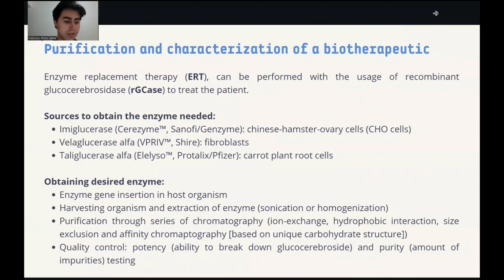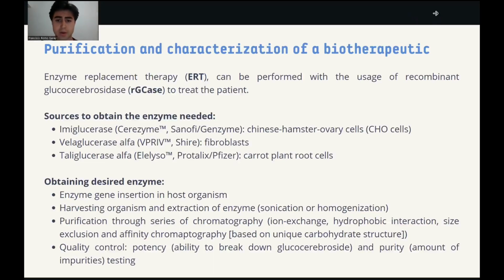Enzyme replacement therapy is a type of therapy which can be performed with the usage of a recombinant enzyme that performs a specific function, in this case, break down glucocerebroside. The sources to obtain the enzyme needed can vary, but some are Chinese hamster ovary cells for imiglucerase, fibroblasts for beta-glucerase alpha, and carrot plant root cells for taliglucerase alpha.